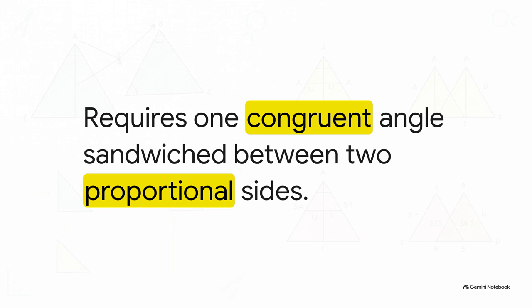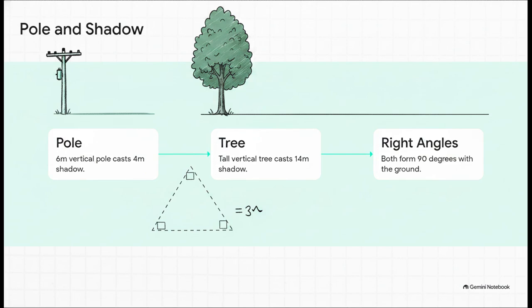If that specific sandwiched angle is congruent, and the two sides forming it share the same scale factor as the other triangle, then you've proven SAS similarity. All right, let's actually put this into practice with a real-world analysis model. Remember that towering tree from the very beginning?